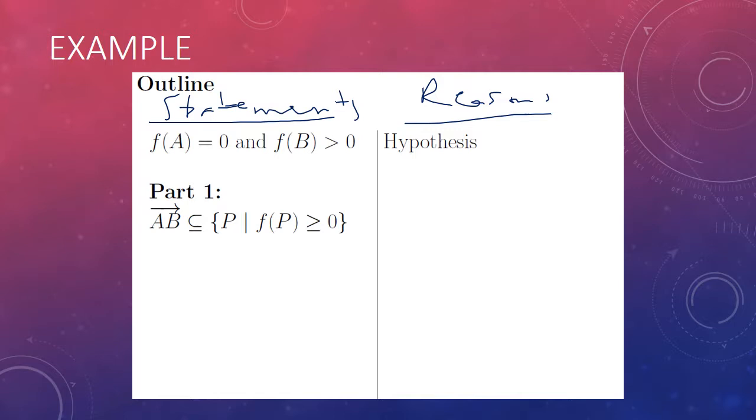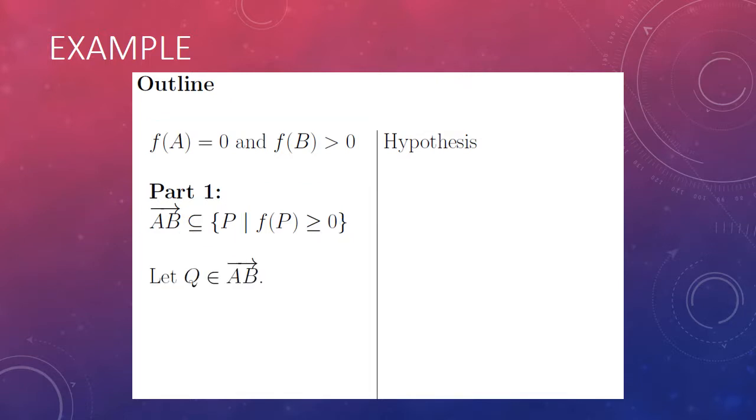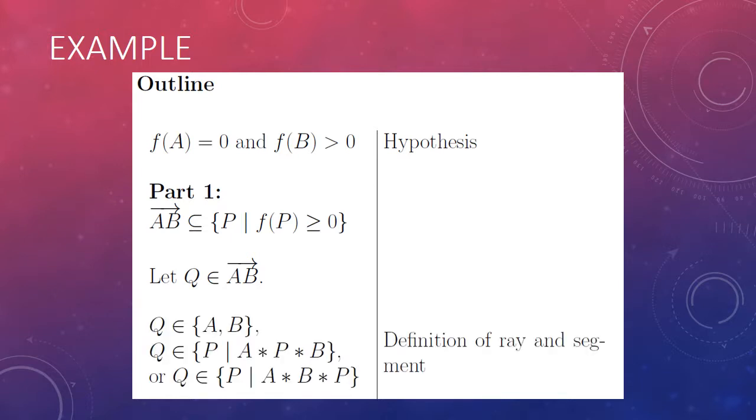If we're going to try to show subset here, we're going to start with an arbitrary element, something that we don't know the actual value of, but we just know it's in there, and show that it has to be also an element in there. So the first thing we do is we pick a point Q in the ray AB. Well, what does this mean? By the definition of ray, that means that Q is either in AB, or between A and B, or B is between A and Q. That's what it means to be a ray. If you just follow through the definitions, you'll see that Q has to be an element of one of those 3 things.